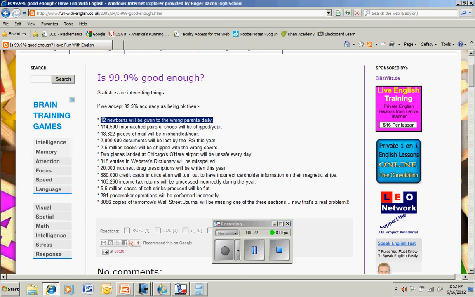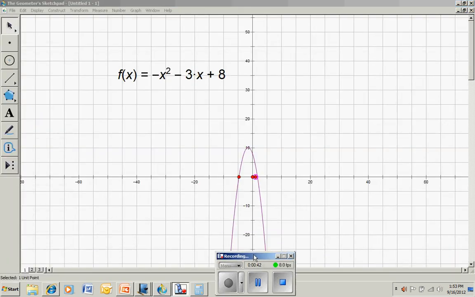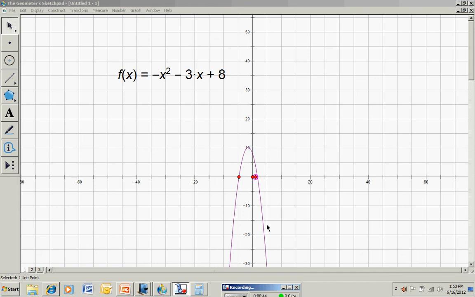You should have read through the poem here. The point that I thought was the most interesting was if 99.9% were accurate enough, then every day 12 newborns would be given to the wrong parents. Sometimes 99.9% is sufficient, other times it's far short of sufficient. So what does this have to do with quadratic equations?